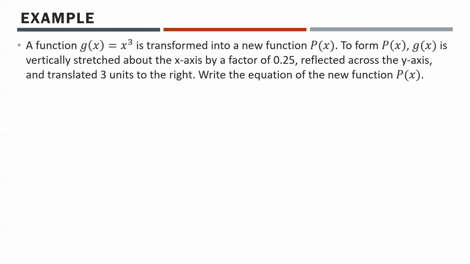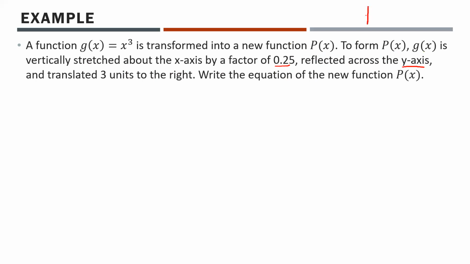So let's do an example here. Let's suppose you had a function g of x equals x cubed, and it was transformed into a new function p of x. Just by the way, these names are just a name, right? Usually I use f of x. We're just switching it up here. It's not the end of the world. To form p of x, g of x is vertically stretched about the x-axis by a factor of 0.25. So that's a vertical stretch. Keep that in mind. It's reflected across the y-axis.